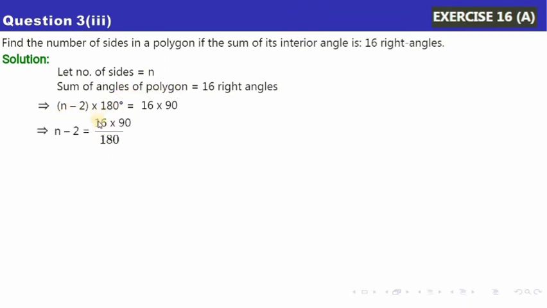From here you need to calculate the value of n minus 2: bring this 180 to the denominator, do the cancellation, and you get 8. Take the 2 over there, so you get 8 plus 2. The value of n turns out to be 10 in this case. You may pause the video and note down your solution.